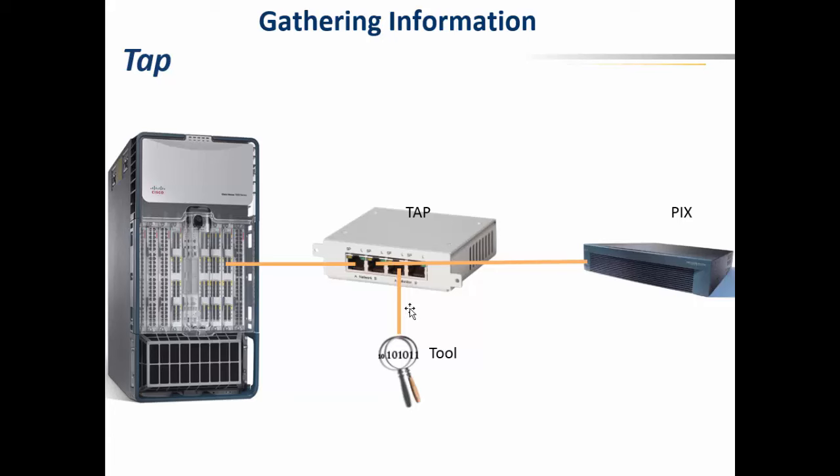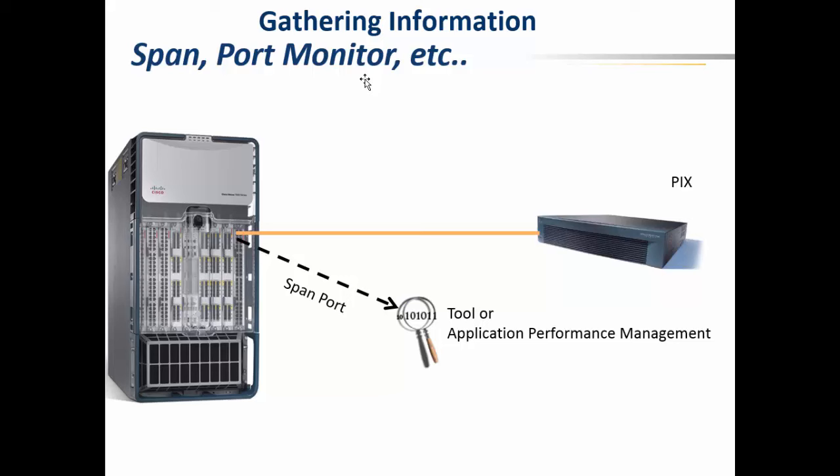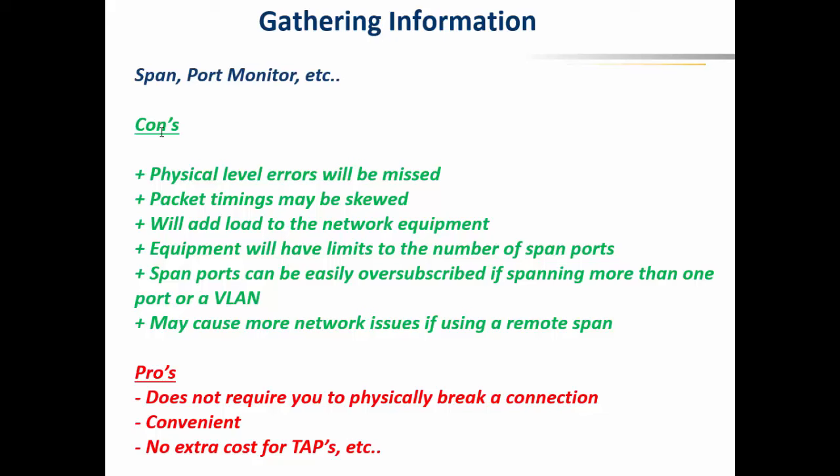So second option, the good old SPAN, port monitor, port mirroring, whatever you want to call it. In this case, we're mirroring this port to, again, our tool or an application performance management tool or ntop. It doesn't matter. And from there, the cons: physical level errors will now be missed because in many cases, I'm not going to say all, but in many cases, these SPAN ports will not forward physical level errors. Packet timings may be skewed depending on a lot of variables that we're not going to get into. Those timings might not be accurate.